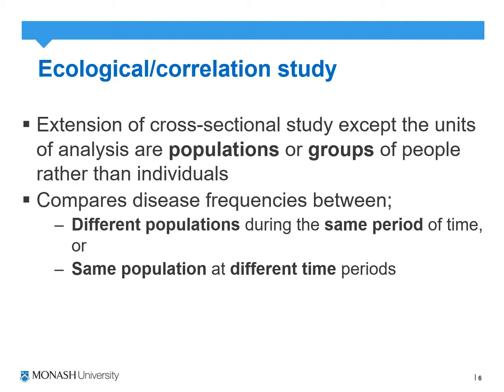A variant on the cross-sectional survey is an ecological or correlation survey. It's very much an extension of the cross-sectional study, except the units of analysis here are populations or groups rather than individuals. This particular type of methodology can be used a couple of ways, whether it be looking at different populations during the same period, or looking at the same population but at different time points, longitudinally speaking.